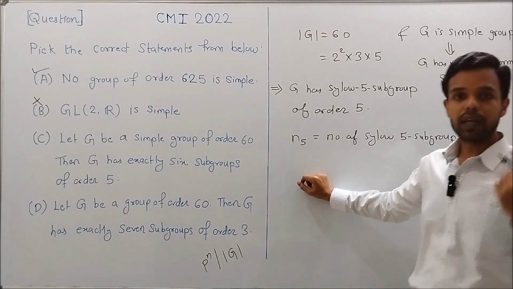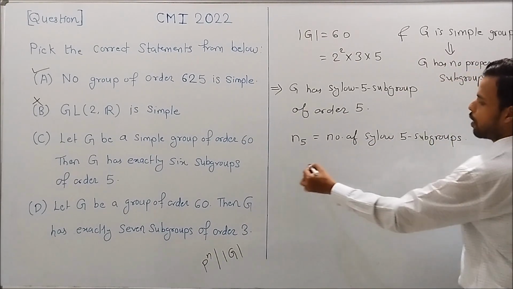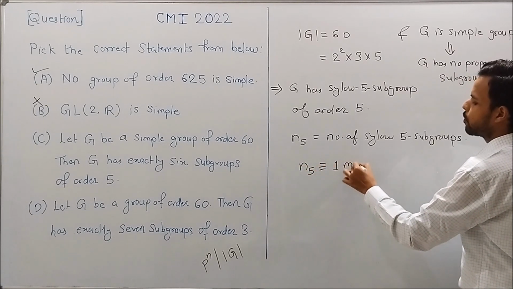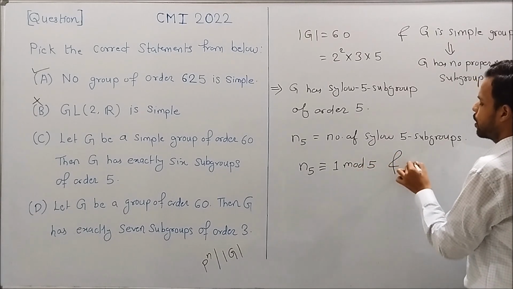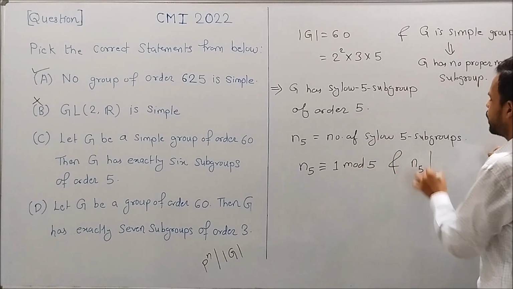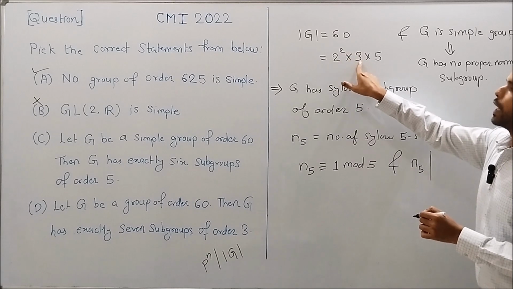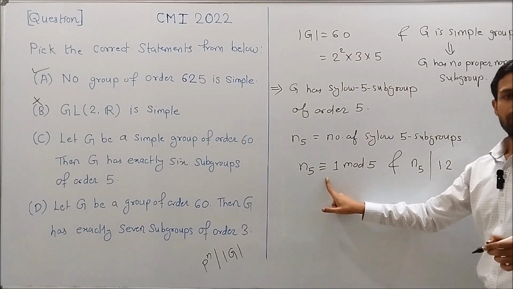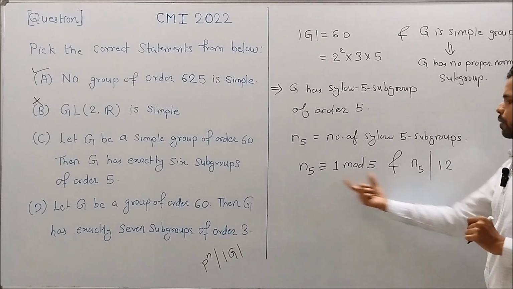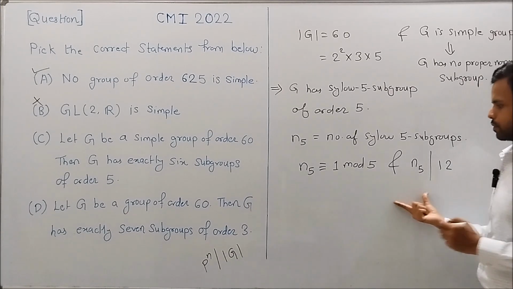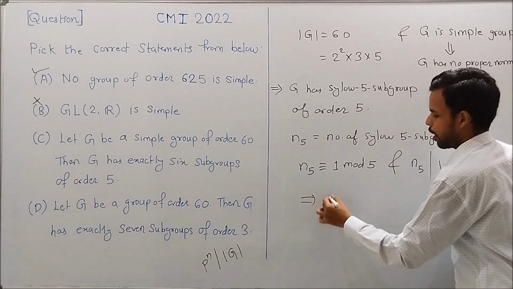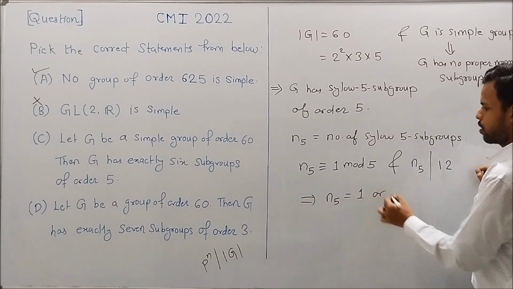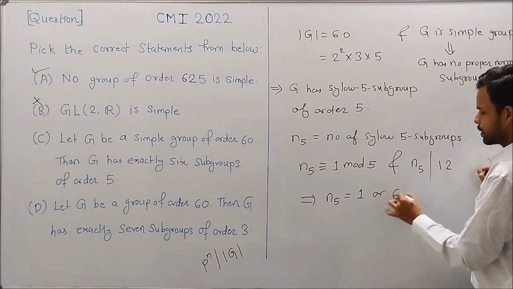Then by Sylow third theorem, we have N5 congruent to 1 mod 5, and N5 divides 2 square into 3, that is 12. This is by Sylow third theorem. And the only possibilities for N5 are N5 equal to 1 or equal to 6.